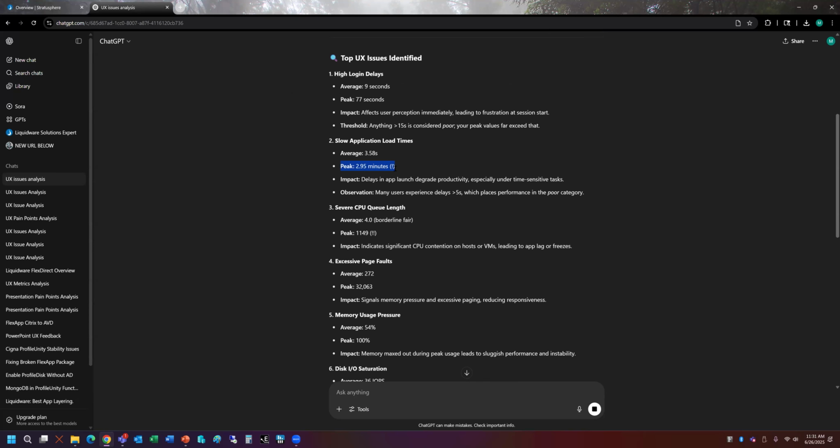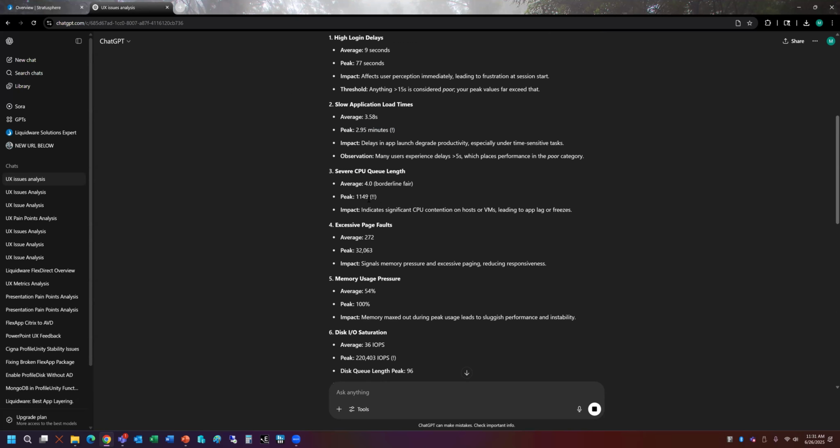You should probably pay attention to it, because applications aren't supposed to load in 3 minutes. They're supposed to load in 3 seconds. And that CPU queue that I was going on and on about like a broken record, again, there's a double exclamation point on that to say, hey, this is a big deal. So this AI structure can take everything that I do and boil it down to 30 seconds.